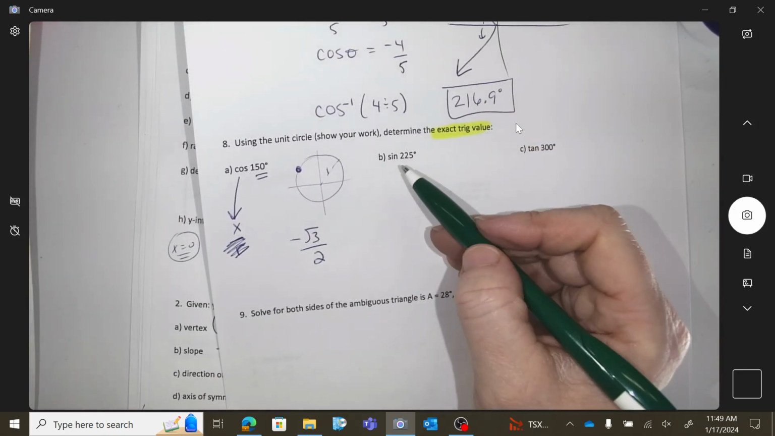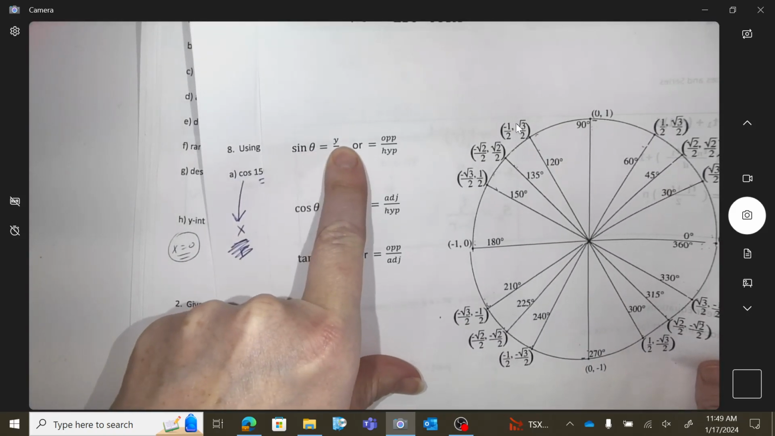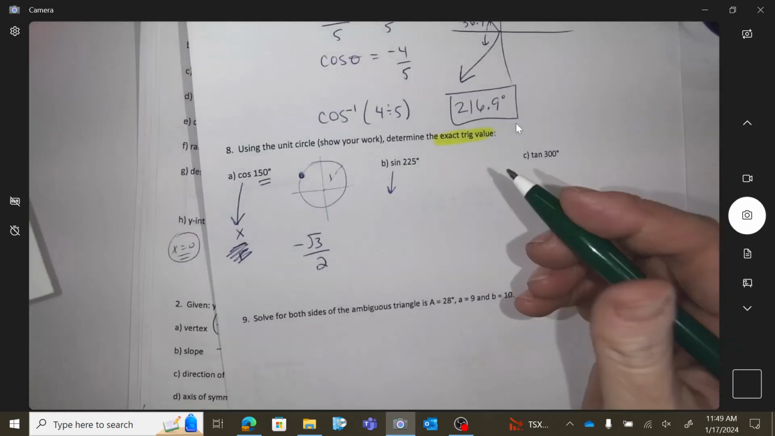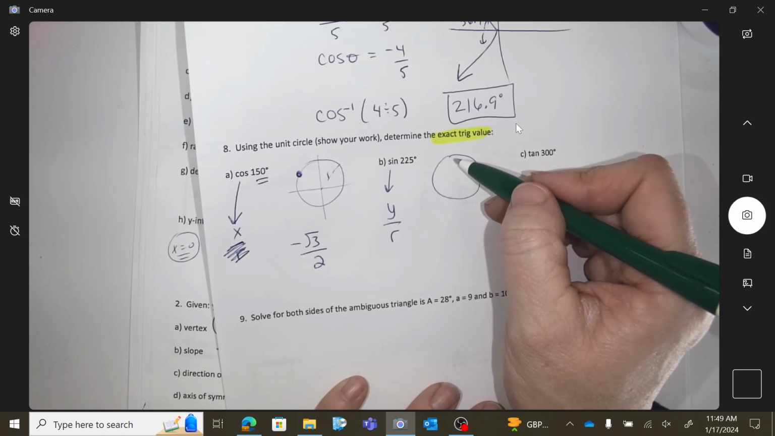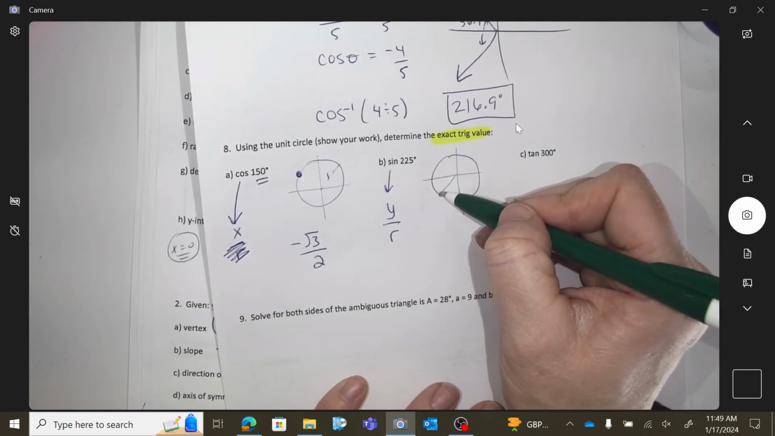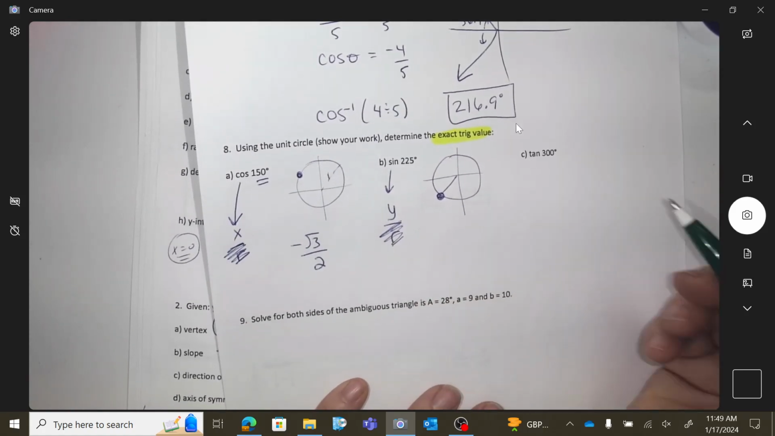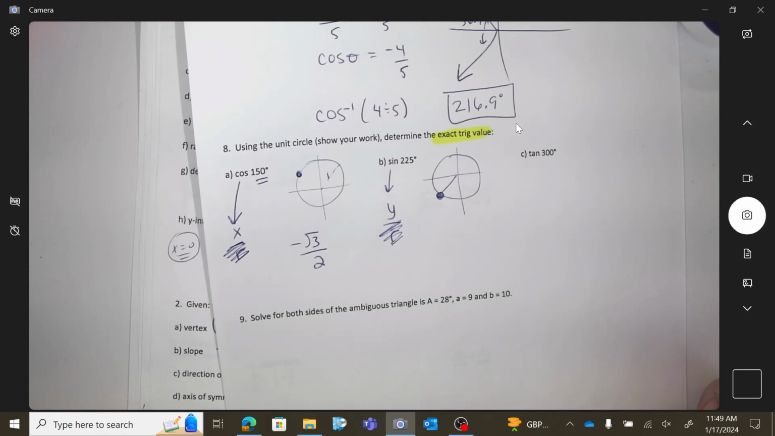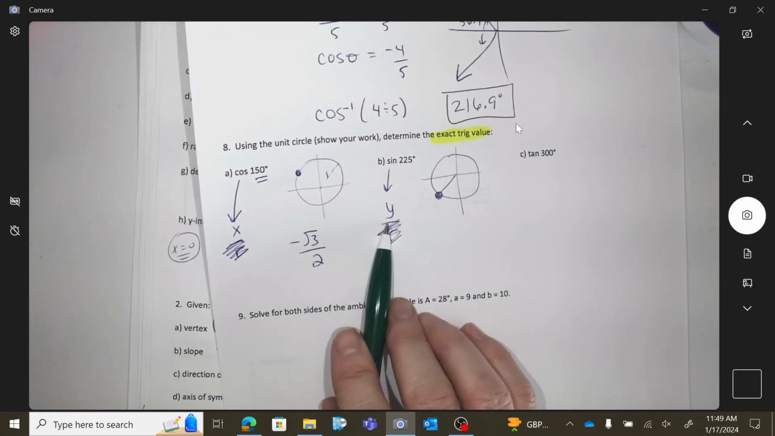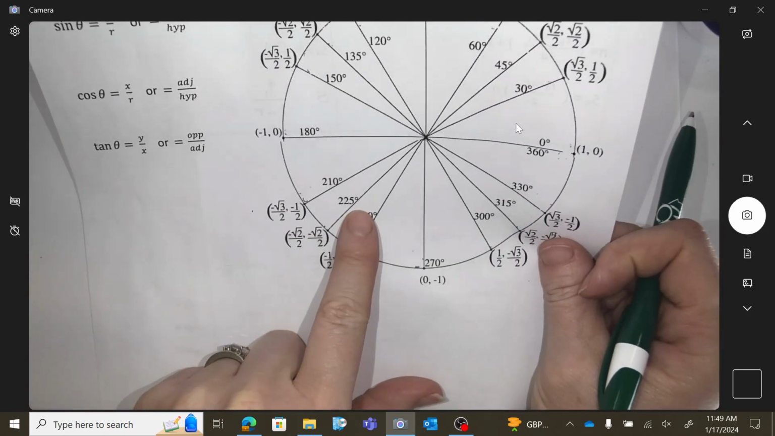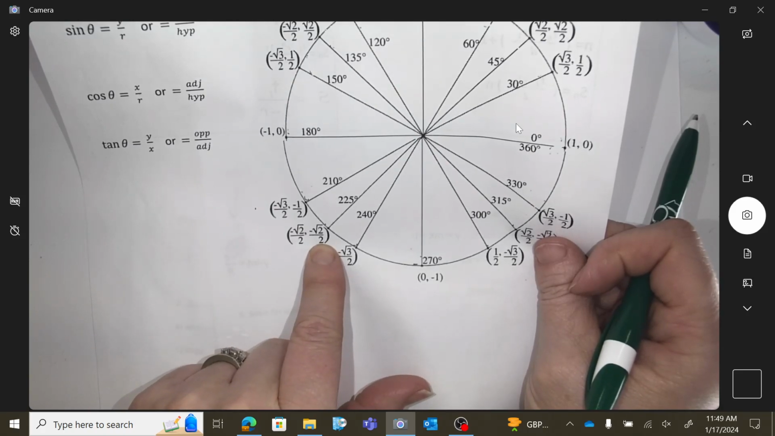Okay, sine. So here's my formula sheet. Sine says to take a y divided by an r. Y divided by an r. This is on a unit circle, and the r is again 1. So I'm going to go to 225, and I'm going to find the y. 225, the height is right there.